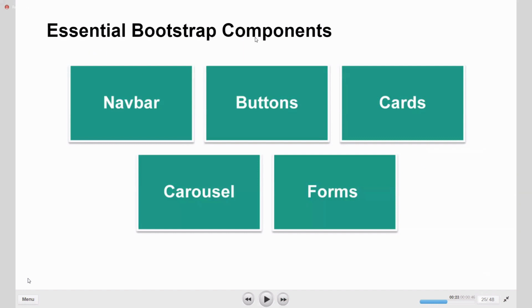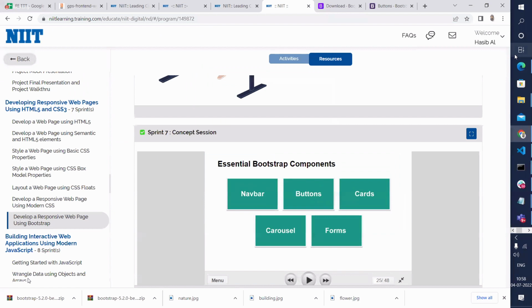Now the essential Bootstrap components, I am going to discuss in the second session, means the next session, after you practice whatever we have discussed. Once this is done, then we'll go for navbar, button, cards, carousel, and form. So far what we have discussed, are there any questions on this? Any clarification, doubt, anything else like that?